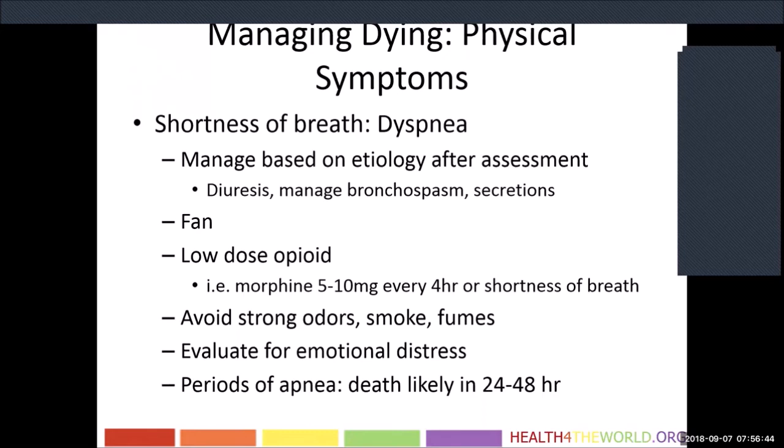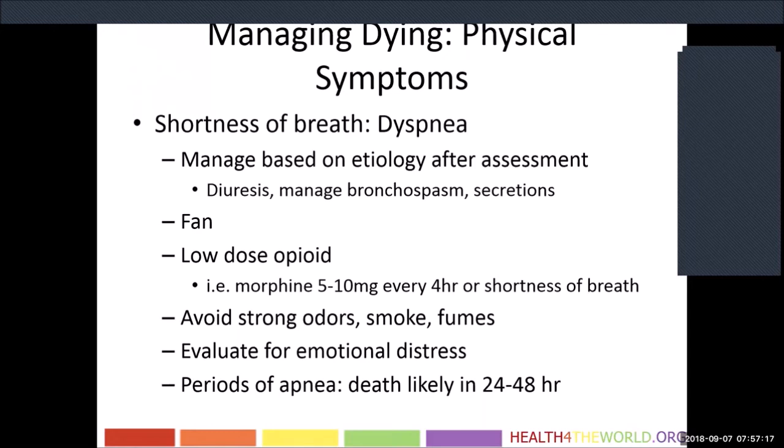But patients who have underlying lung problems have a more narrow window. So you just want to make sure that they're educated about that and that they're using it appropriately. At the same time, you want to avoid strong odor, smoke, or fumes. So really educate your caregivers about keeping the house ventilated and avoiding these. And then you want to evaluate for emotional distress. Because when you are actively dying and you're frightened and afraid, sometimes that might manifest in physical symptoms like pain and shortness of breath.